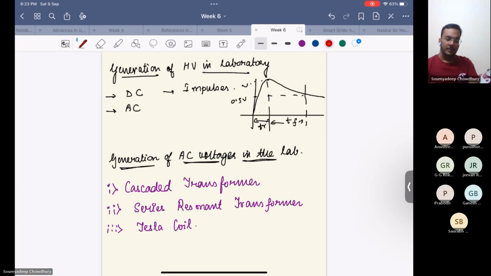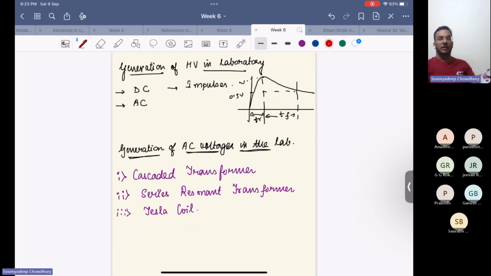Okay. Next we were talking about the different mechanisms of generation of high voltages in the laboratory. We have three kinds of voltages: DC, AC, and impulses. DC is a constant magnitude voltage. AC is a voltage which changes its magnitude every half cycle. And impulses are special types of electric signals which have a very high rise, an instantaneous high peak, and then decay down. We will look into the different circuits for generation of high voltages in the laboratory.